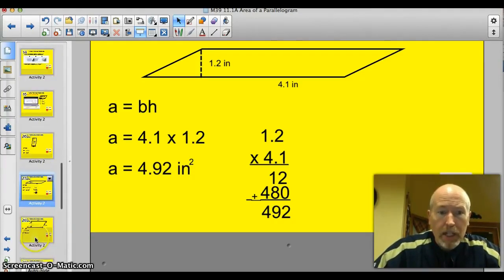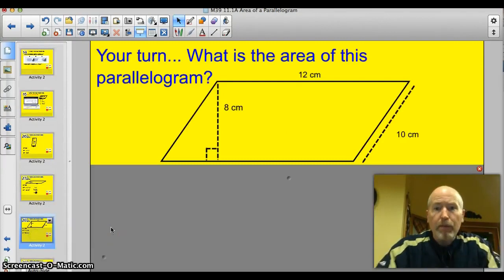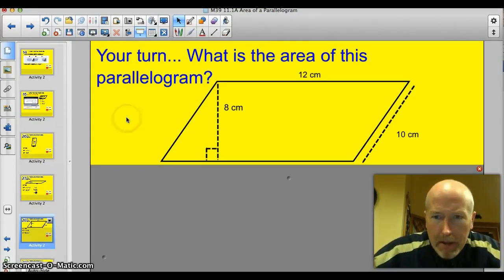Okay, let's take a look at this next one. Find the area of this parallelogram. Okay, did I trick you? I threw some other stuff in. I put the base up on top here. You can find it there. I threw this little guy in.